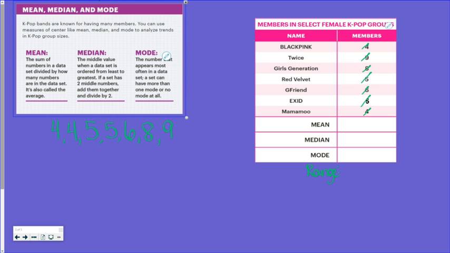Let's do our median. Again, we're going to look for that middle number. So start at the end, and we're going to cross them off one at a time until we get to the middle. Right? There were 7 values, which means we do have a middle value. We don't have to add and divide like we did in our warm-up. So our median here is 5.